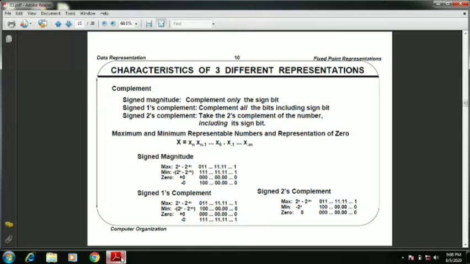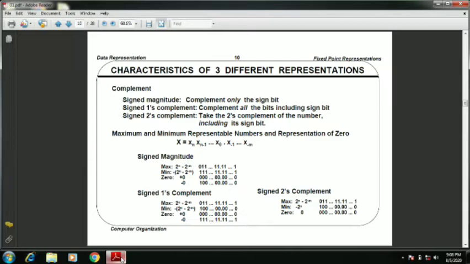So here clearly pointed out, sign magnitude complements only the sign bit. Only the sign bit will be complemented. Sign 1's complement complements all the bits including the sign bit. Then third is 2's complement. Take 2's complement of the number including its sign bit.